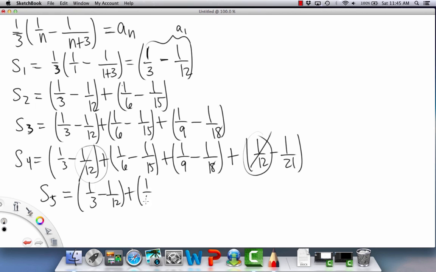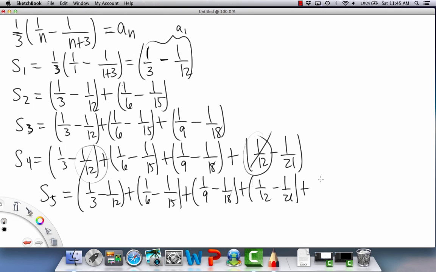Okay, I'm going to try to write fast here so I don't waste your time. Plus 1 over 9 minus 1 over 18 plus 1 over 12 minus 1 over 21. And here's the new term. Now we have a plus 1 over 15 minus 1 over 24. Okay? And again, this is really good. Well, the 1 over 12s cancel, obviously. And then we have the negative 1 over 15 and now a plus 1 over 15.